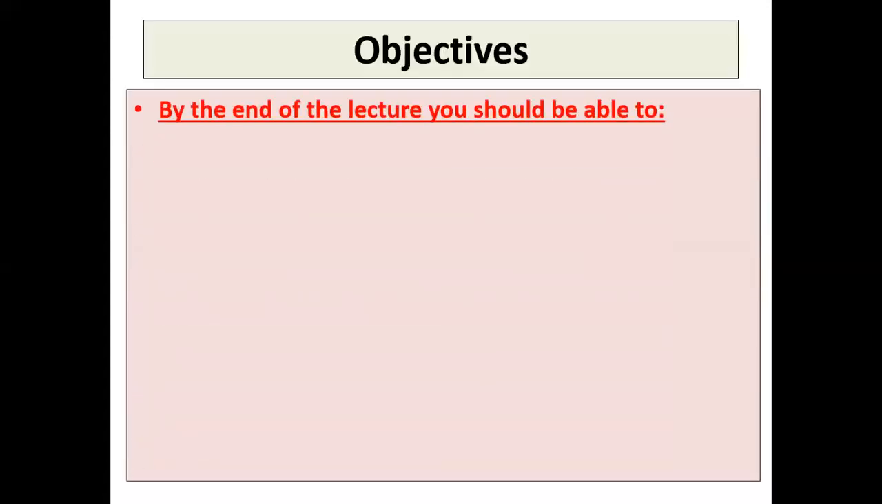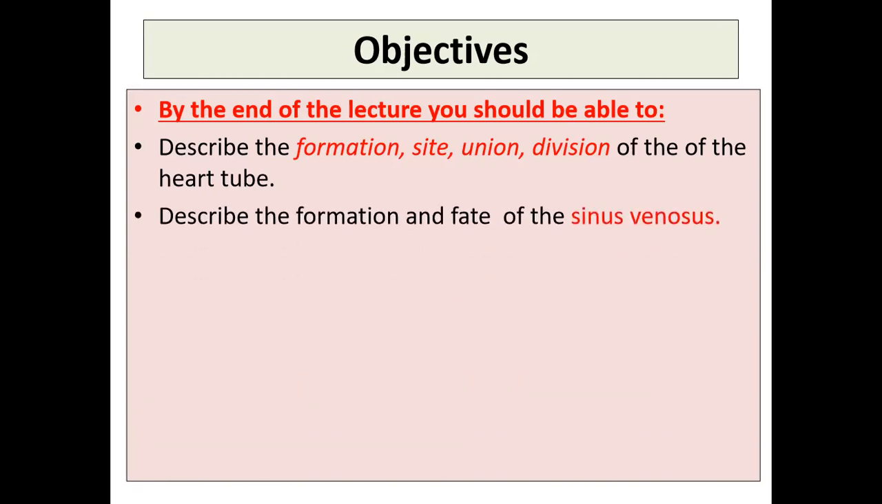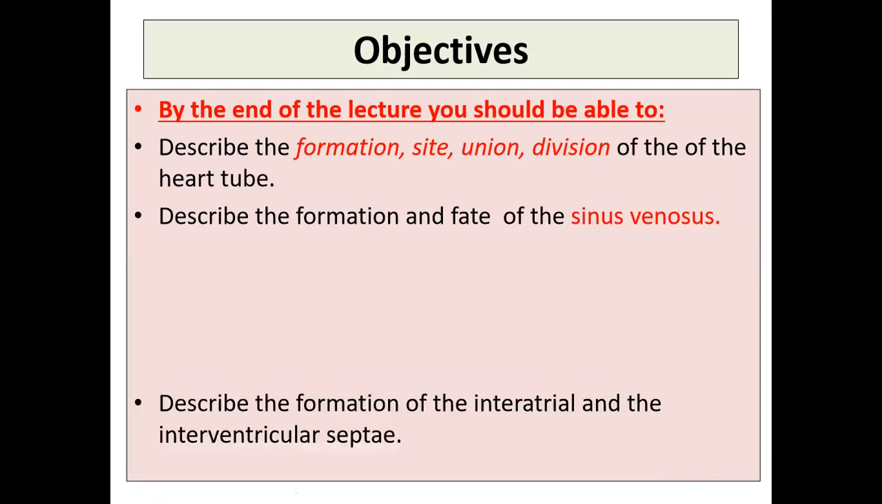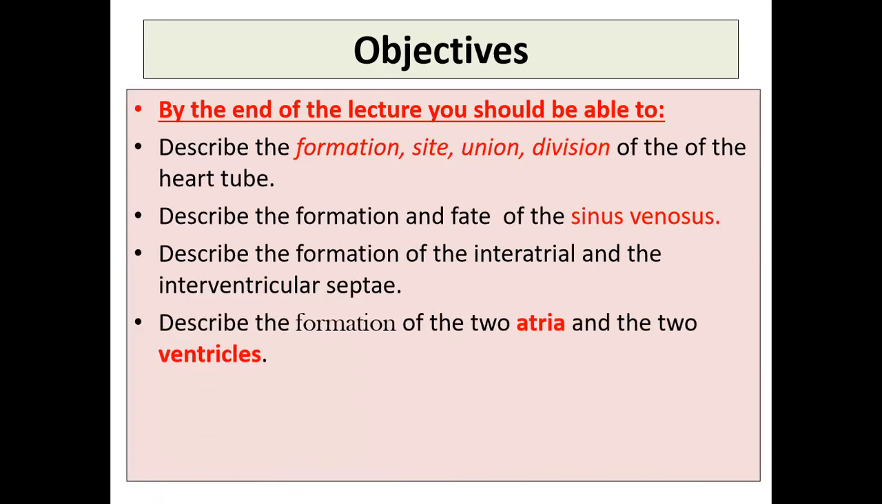So the main objectives of this study are that by the end of this lecture, everybody should be able to, number one, describe the formation, site, union, and division of the heart tubes. Number two, describe the formation and fate of the sinus venosus. You should be able to understand and describe the formation of the interatrial and interventricular septa. You should be able to describe the formation of the two atria and the two ventricles.